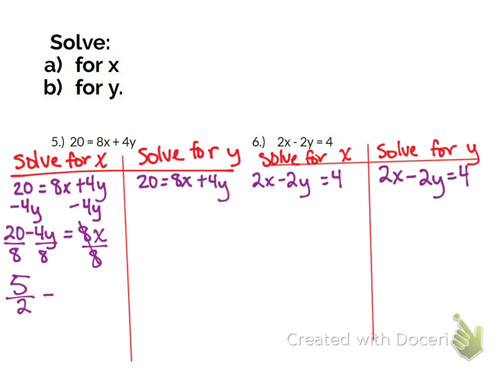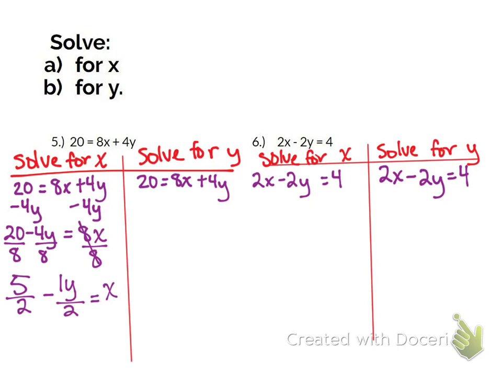Minus 4 over 8 will also simplify. What are 4 and 8 both divisible by? 4. So 4 divided by 4 is 1y over, yes, 8 divided by 4 is 2. And all of this is equal to x.